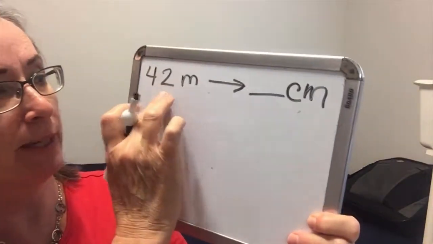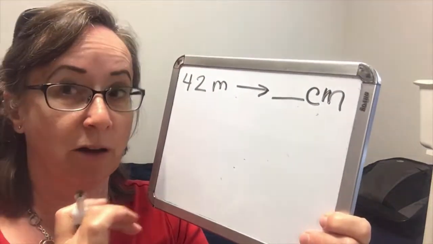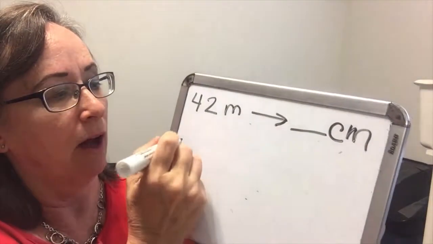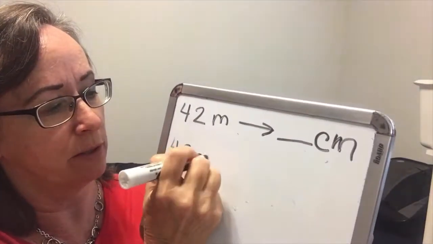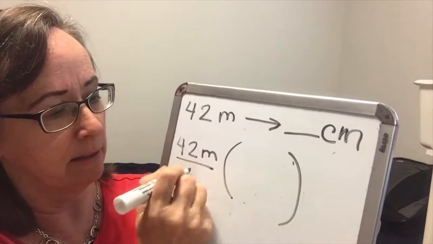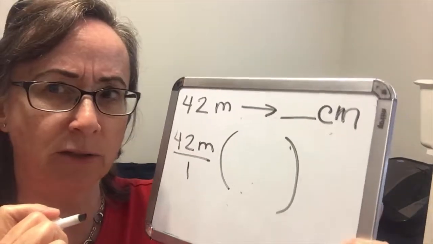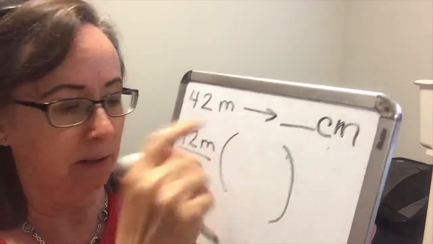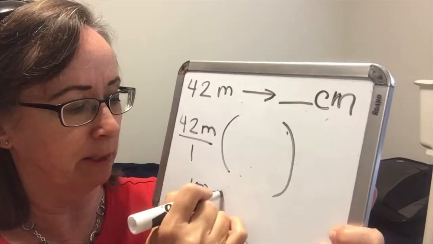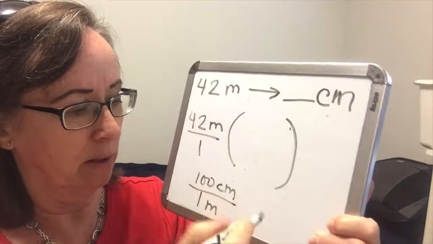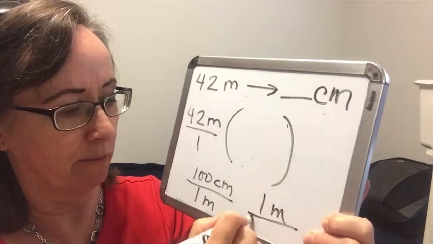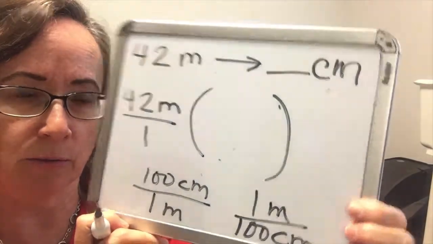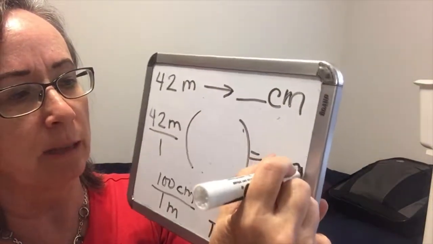We're going from 42 meters to centimeters. So notice that we've done some English measurement and some metric measurements. So we're going to say 42 meters times, and we've got to think about what we know about centimeters and meters. Well, we know that there are 100 centimeters in 1 meter. So we could say 100 centimeters over 1 meter, and we could say 1 meter over 100 centimeters. They are both correct, but which one is the one we want to use to get our answer into centimeters?